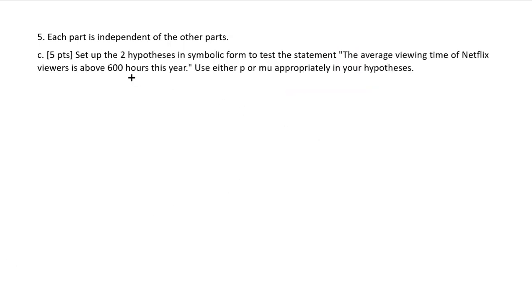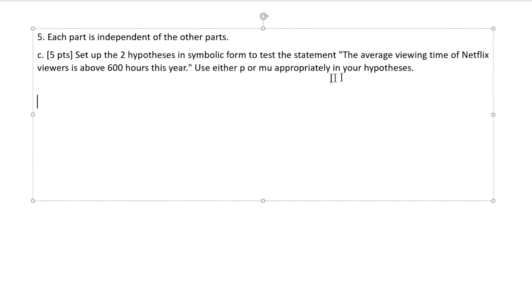Okay, now part C, set up the two hypotheses in symbolic form to test the statement. The average viewing time of Netflix viewers is above 600 hours this year. Use either p or mu. So here you first have to figure out whether this statement is about population proportion or some average value of some quantity, and it seems like it's the average value of some quantity, which is the mu, right? P is like the population proportion. So we're going to make a statement about mu.